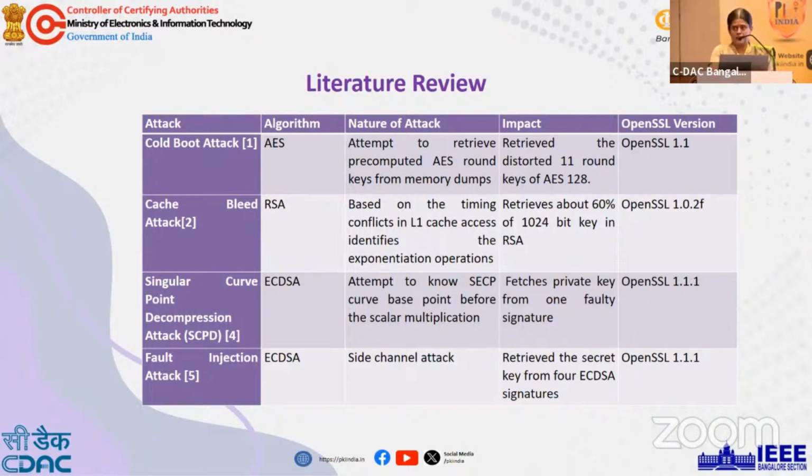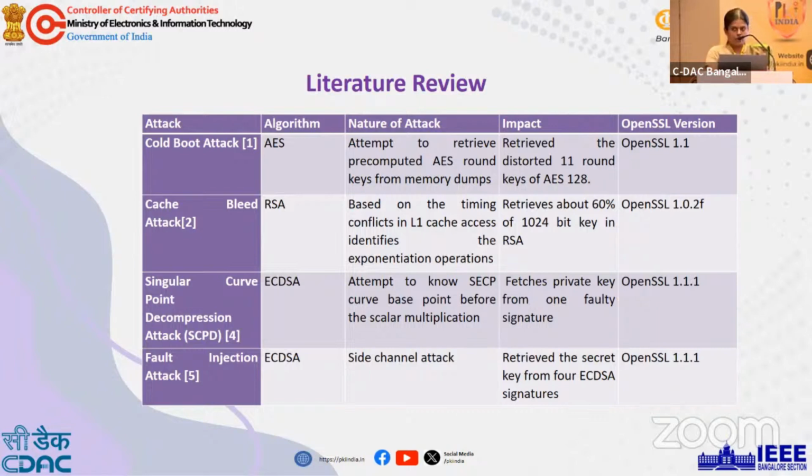And the next is an SCPD attack, a singular curve point decompression attack, that happened on ECDSA. It attempts to learn the SCPD curve base point variant before a scalar multiplication, thus leaking a secret value. It fetches the key from 140 signatures.